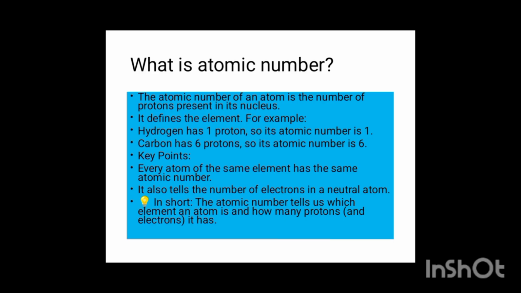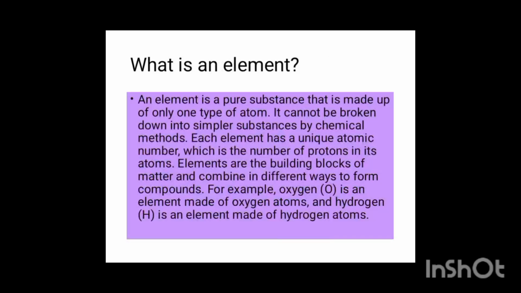Okay, so it tells the number of electrons in a neutral atom. That means proton number and electron number are always the same. That's why they cancel out each other's effect, and as a whole the atom becomes neutral. In short, the atomic number tells us which element an atom is and how many protons and electrons it has. This is the main function of atomic number.